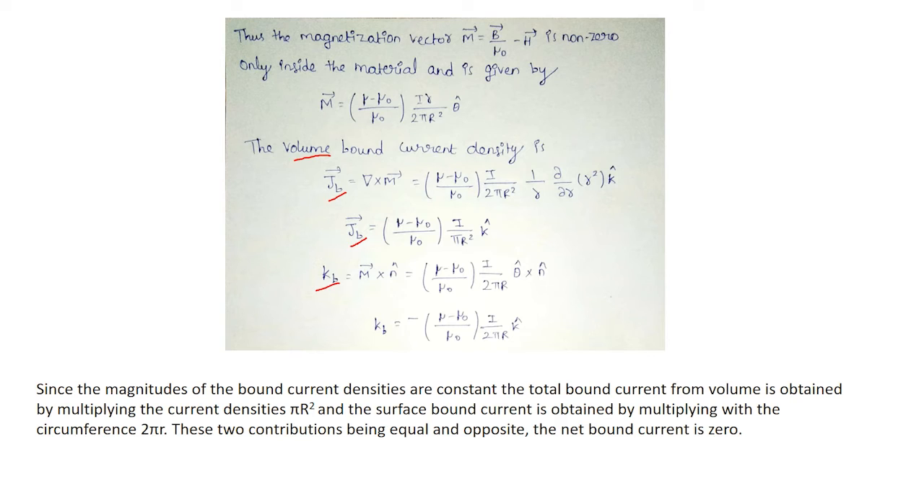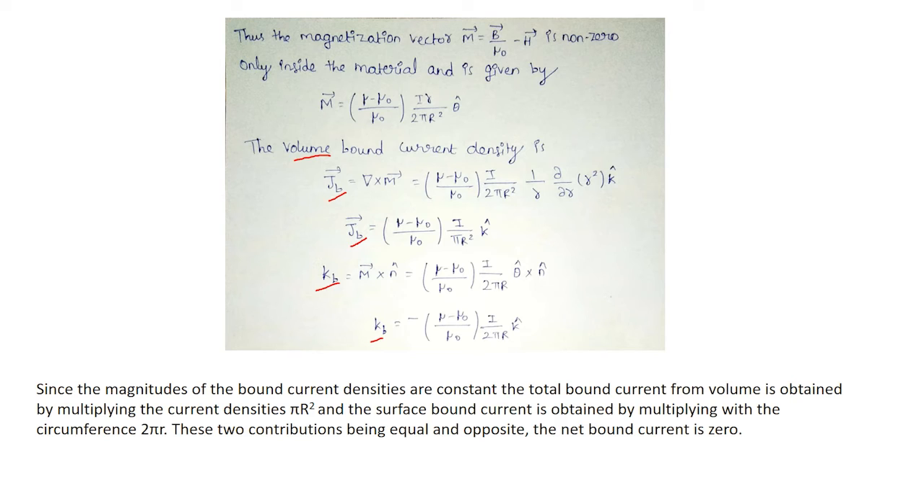Next we need to find the surface current, M cross n cap, equal to (mu minus mu naught) by mu naught, I by 2 pi r, theta cap cross n cap. Solving, the surface current equals minus (mu minus mu naught) by mu naught, I by 2 pi r, k cap.